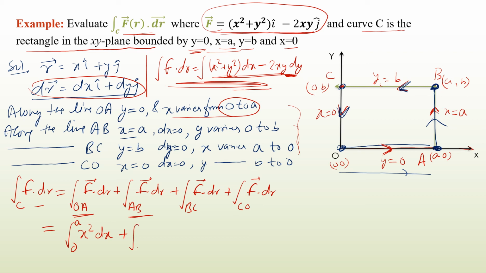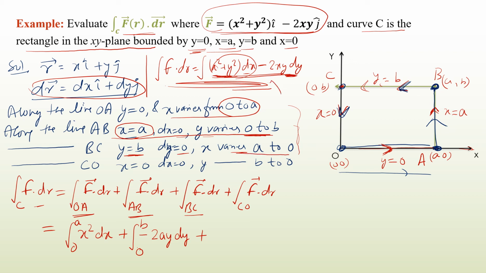so when we take the integration along AB, x is equal to a, we put a in that equation, and dx is equal to 0, and y varies from 0 to b. So we get that part is 0, so we get minus 2ay dy, and y varies from 0 to b. Similarly, we take the integration along the line BC. So here y is equal to b and dy is 0, and x varies from a to 0.